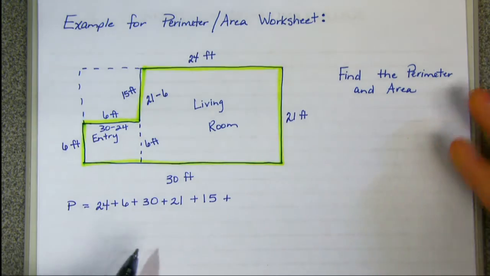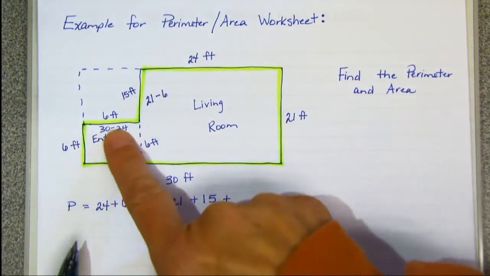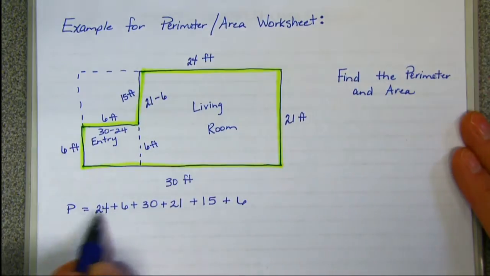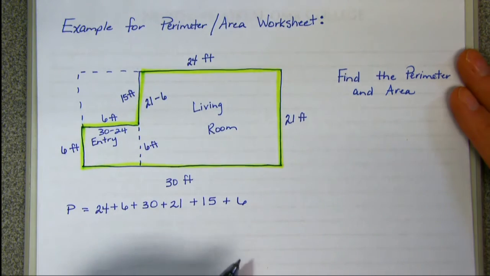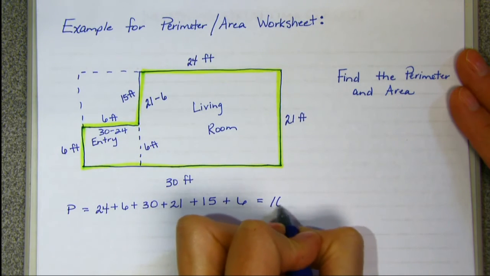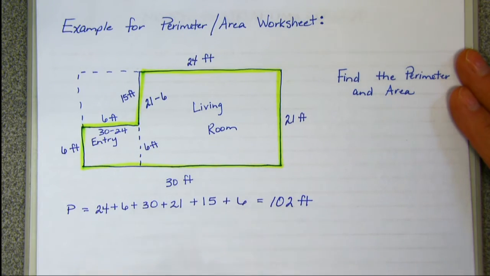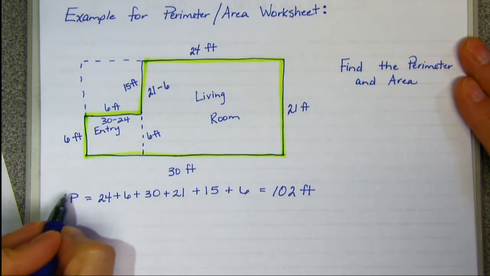Okay, so I need to now, let's see, I had 24 and I had this 6. I now need to add this additional 6. Now I have 1, 2, 3, 4, 5, 6. I have all 6 sides. Okay, so this is the perimeter if I were to walk around it. So I add all of those up and I get 102 feet. That's my perimeter.